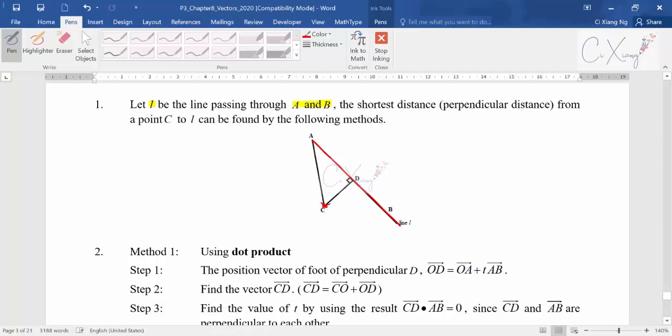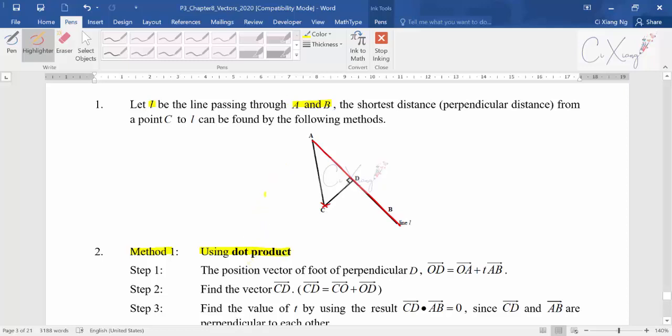Now how am I going to find the shortest distance here? First of all, look at method number 1. Method number 1, I call it using the dot product. Actually, the third method also uses the dot product, just that it is topped up with the Pythagoras theorem, so I named that the Pythagoras theorem. This one is the dot product.